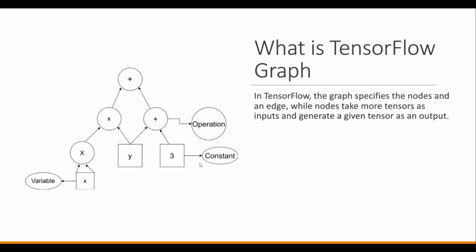In simple words, we can say that the graph is the combination of nodes that defines the operations in your model. TensorFlow graphs are like data structures that store a set of TensorFlow operation objects that specify the unit of computation, where objects will be tensors that specify the unit of data.